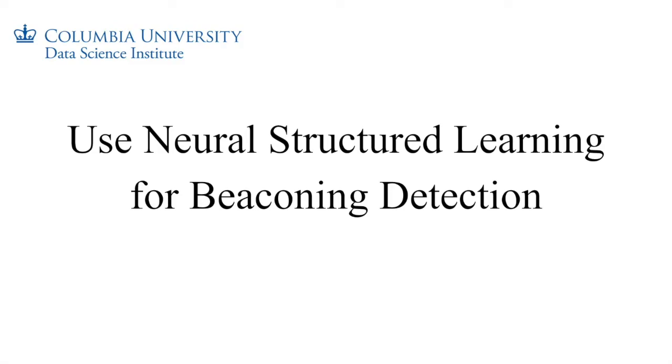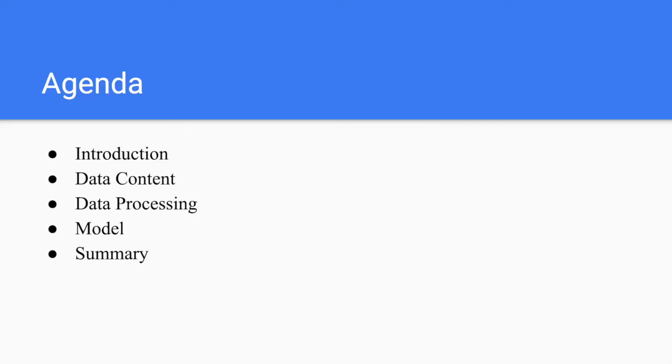Our presentation will be structured in the following way. First, we will briefly introduce the definition of malwares and beaconing. After that, we will talk about the dataset we are using along with how we process the data. And then we will explain how we build the neural structure learning model and compare its performance with other baseline models. We will conclude our presentation by providing you with some results of our work and some potential improvements for future study.